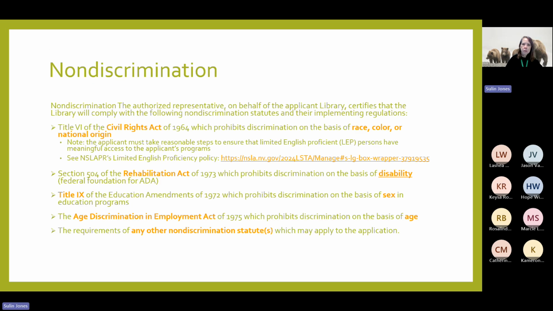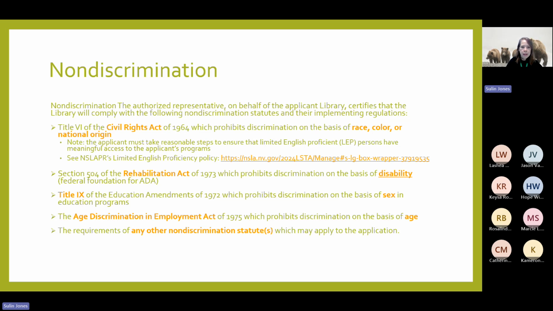So non-discrimination is the first one. These are the 4 different federal acts which you have to comply with. So all of your programs that are LSTA funded have to be available to everybody, race, color, national origin, regardless of disability, regardless of sex, and regardless of age, right? You are meant to do your best in making your programs accessible to every single group that's called out and listed under the federal guidelines.